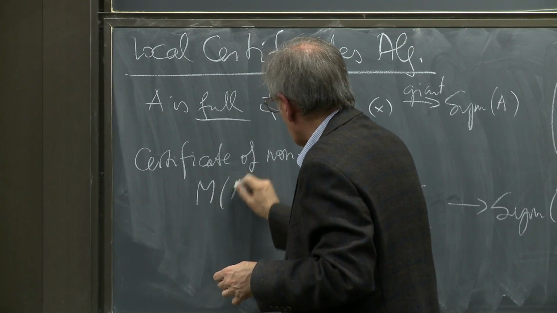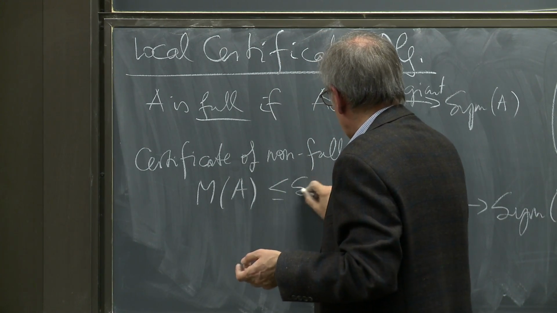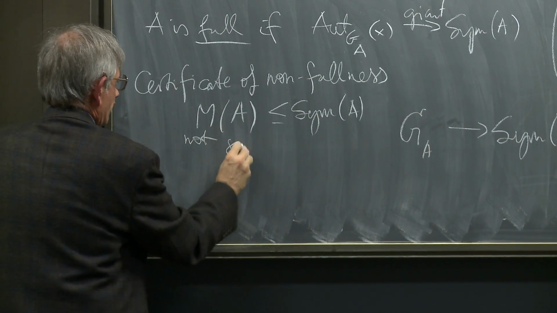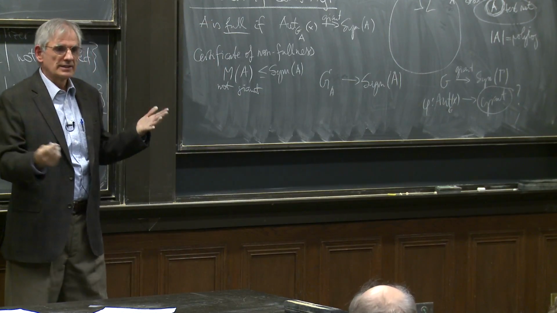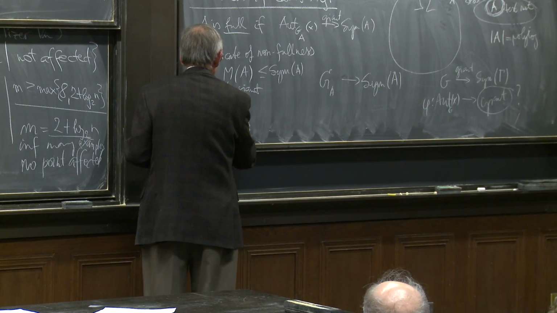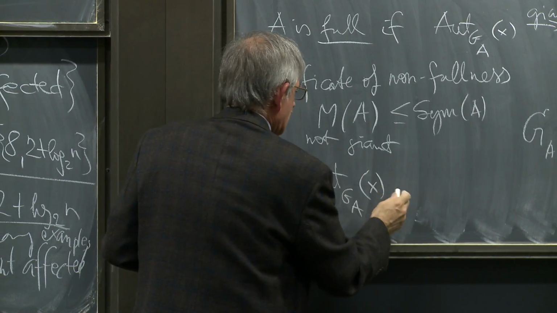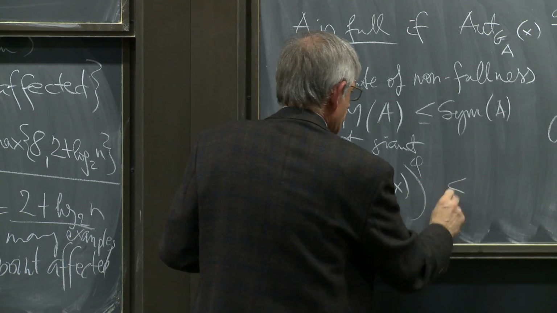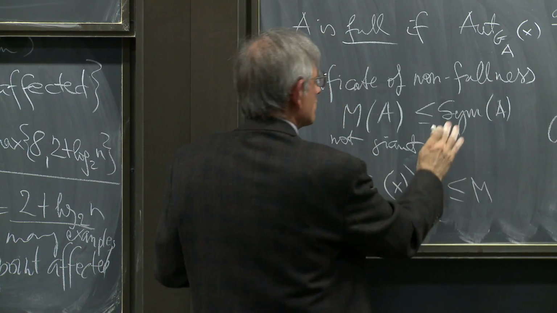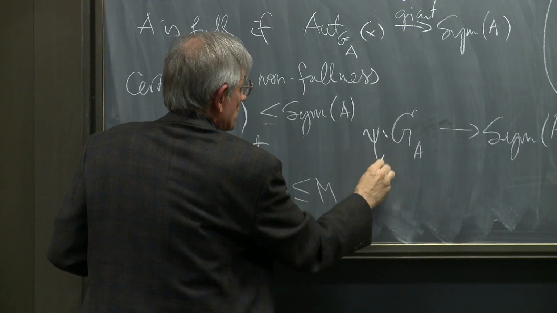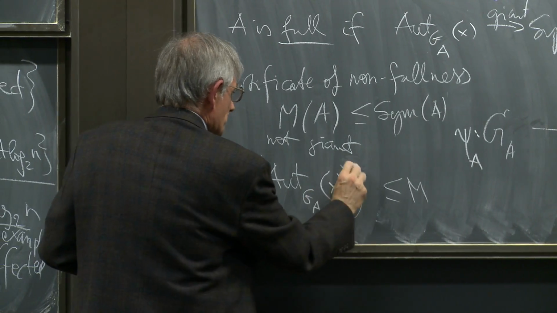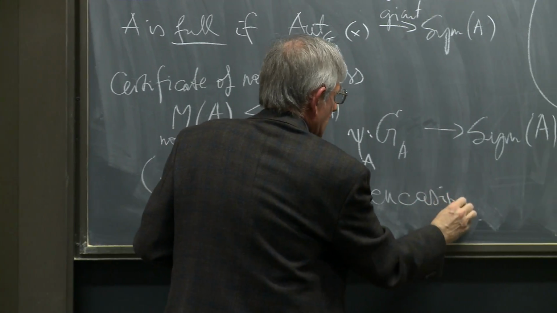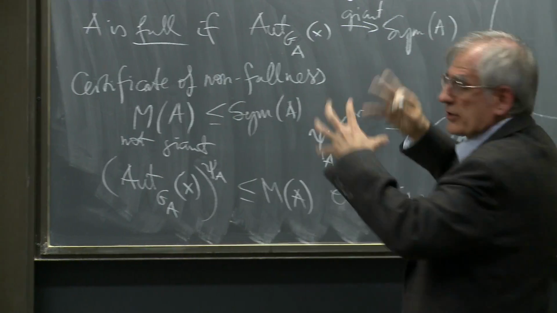That's going to be simply a subgroup, M sub A, a subgroup of the symmetric group on A, such that it is not a giant, and such that we provide a guarantee that if I look at the automorphism group G sub A of X, then apply, not phi, let me call this psi sub A actually, then that maps inside M of A. So the psi sub A image is less than M of A. So I'm encasing the automorphism group in a smaller group.